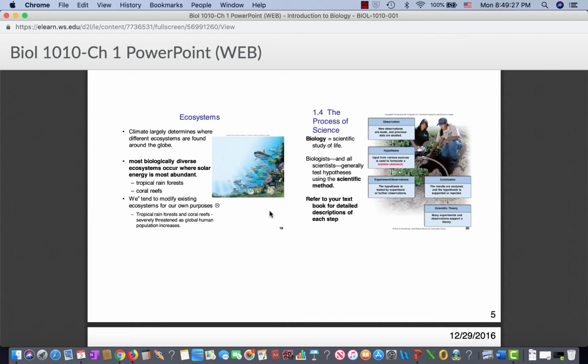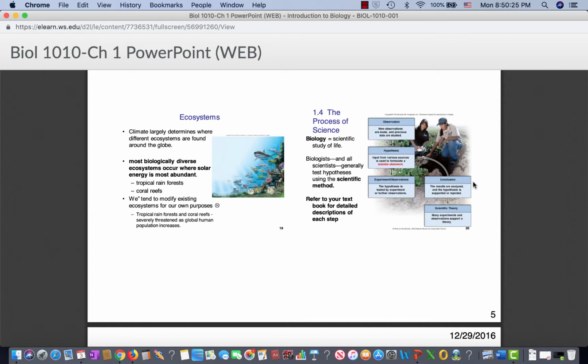We are a little bit unique in the sense that we modify ecosystems. We tend to modify ecosystems for our own purposes, which you have to be very careful with, because if you modify something too much, you can destroy it.